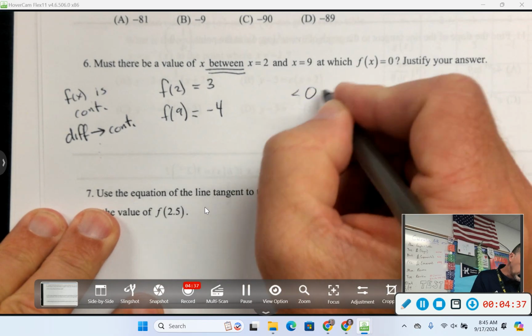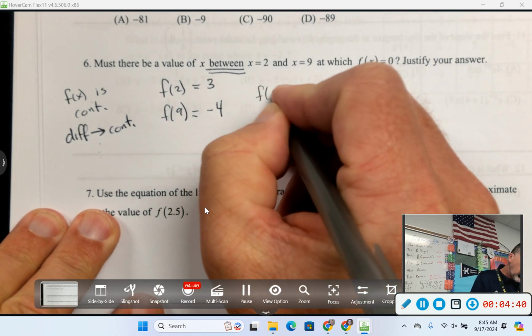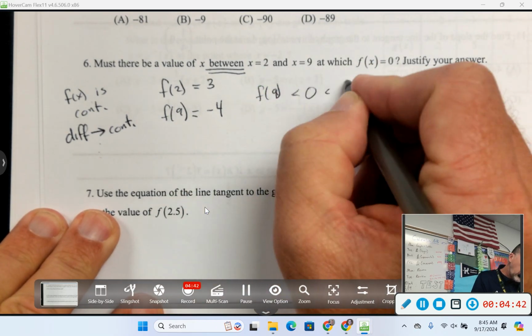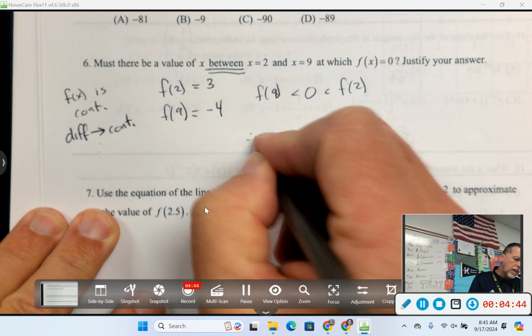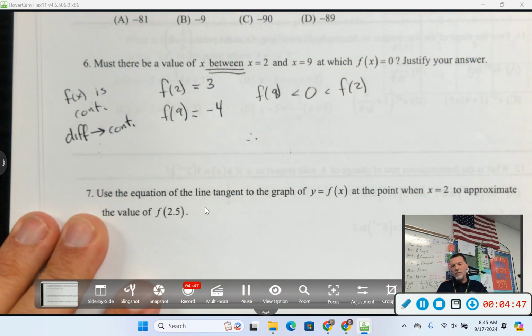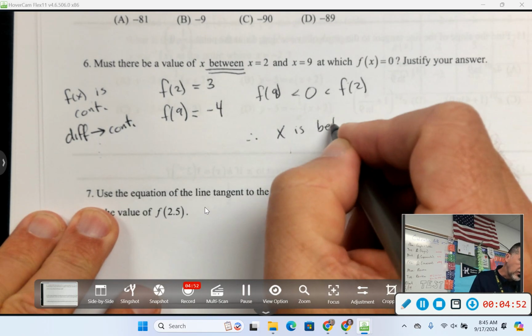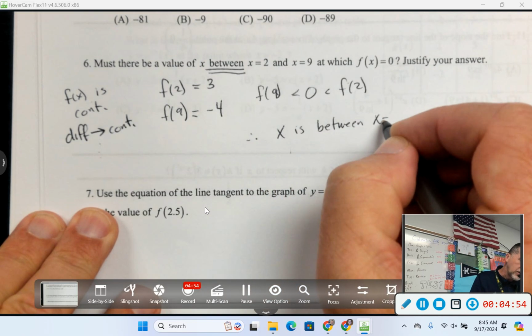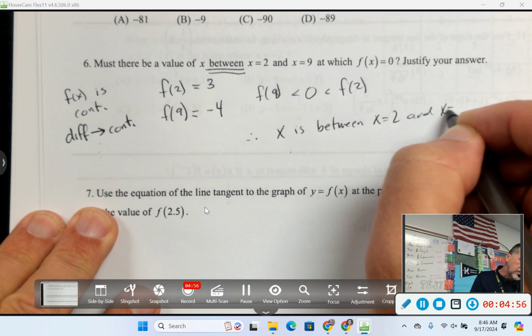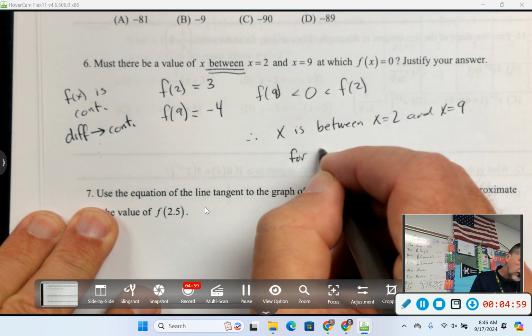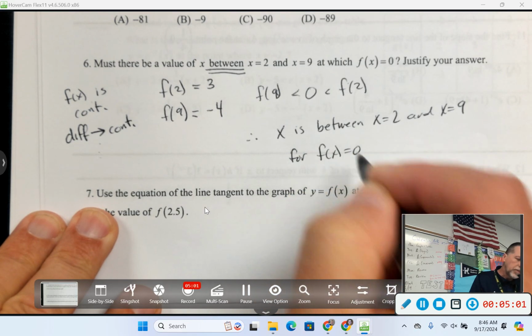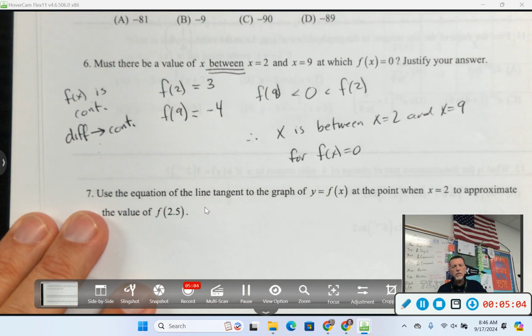Okay, so 0 is in between f of 9 and f of 2. Therefore, so the y value is in between the y values. Therefore, 0, or x, is between the x values. Is between x equals 2 and x equals 9 for f of x equals 0. I worded that a little bit weird. F of x equals 0 somewhere between 2 and 9. Maybe that was a better way to say that.